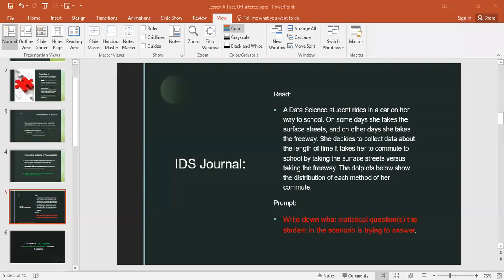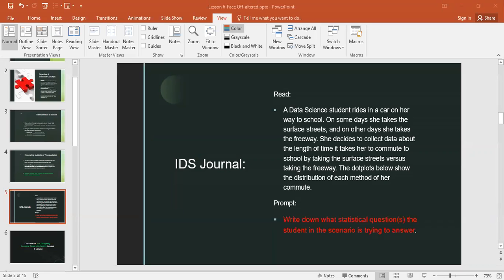Yes, is she spending more time taking the streets than the freeway? Is the shorter route taking the streets than the freeway? I don't know about shorter, Janelle. Great question, but she's not collecting data on distance. She's only collecting data on time. So her data doesn't include distance traveled.